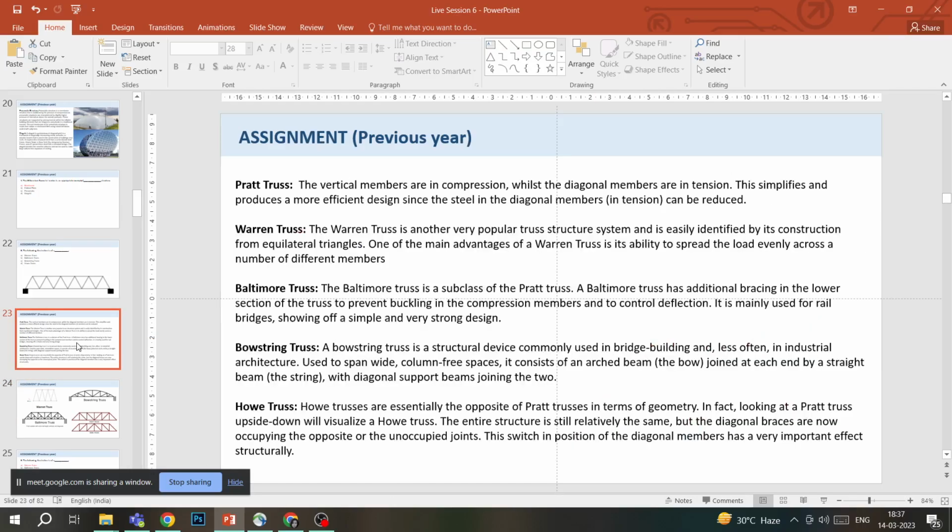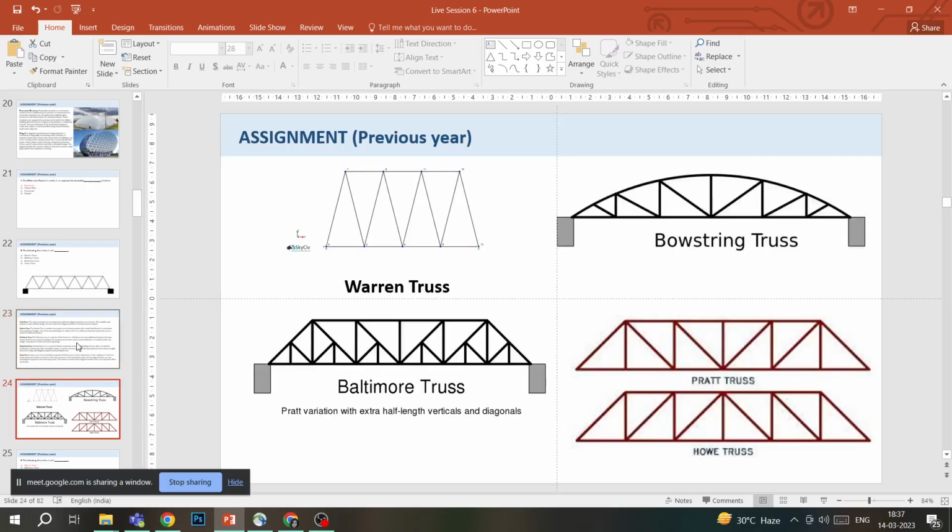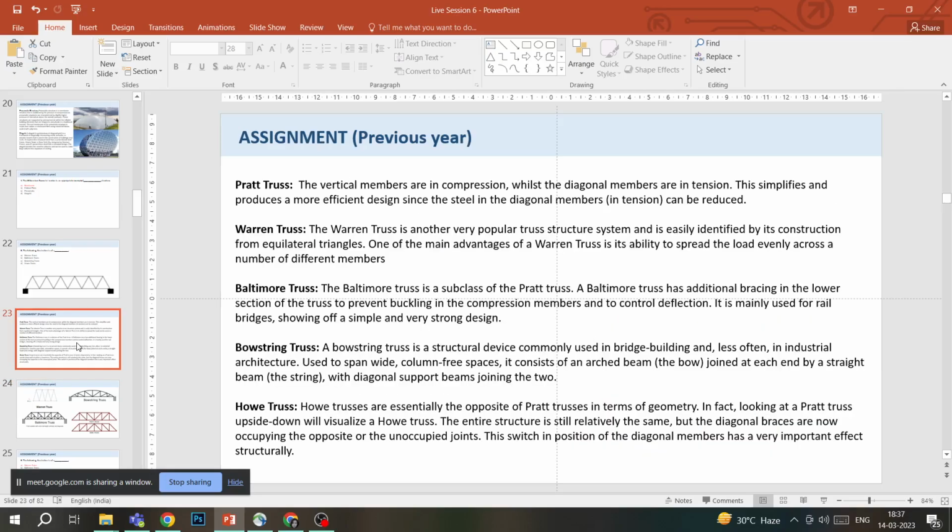Baltimore truss. Baltimore truss is a subclass of the Pratt truss. So I just showed you what a Pratt truss looks like. There is one vertical member and one diagonal member. Vertical members are usually in compression and the diagonal members are in tension in Pratt trusses. So a Baltimore truss is a subclass of Pratt truss, and a Baltimore truss has additional bracing in the lower section of the truss to prevent buckling in the compression members and to control deflection. It is mainly used for rail bridges and shows off a simple and very strong design.